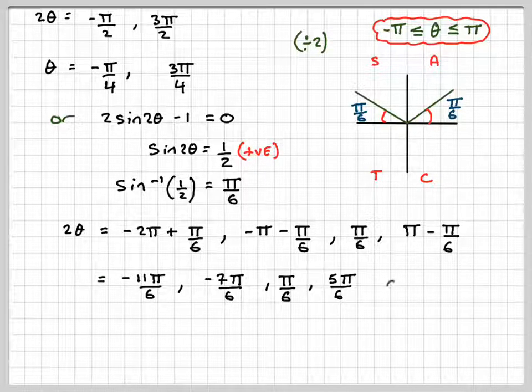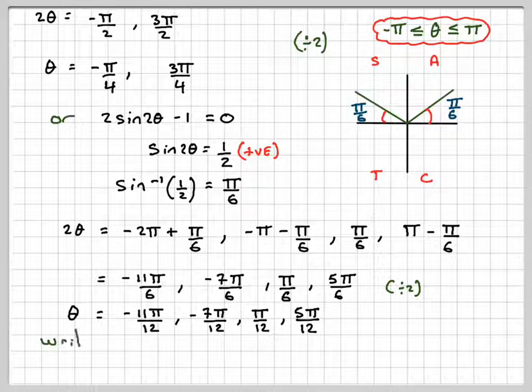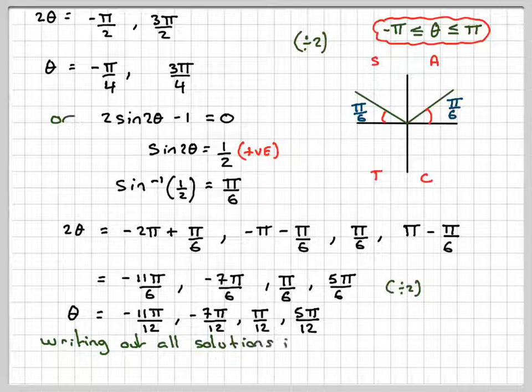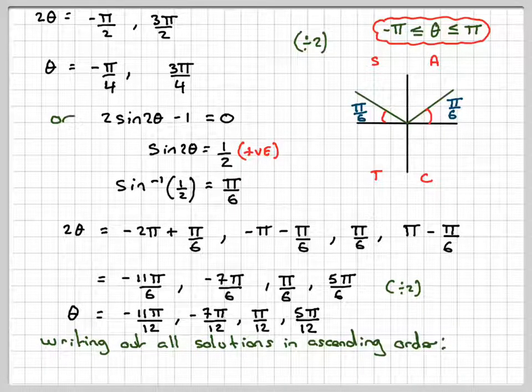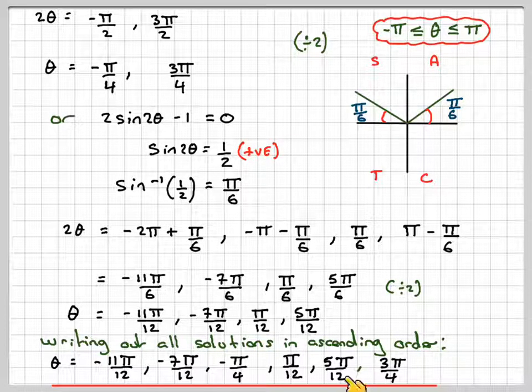That's 2θ. I want to find θ, so we divide by 2, so θ is going to be minus 11 pi by 12, minus 7 pi by 12, pi by 12, and then 5 pi by 12. Writing all of them out in ascending order, that's going to give me minus 11 pi by 12, minus 7 pi by 12, minus pi by 4, minus 5 pi by 12, pi by 12, and 3 pi by 4.